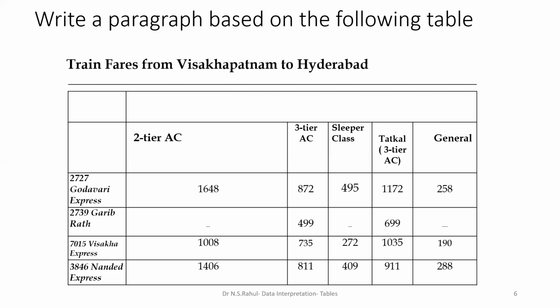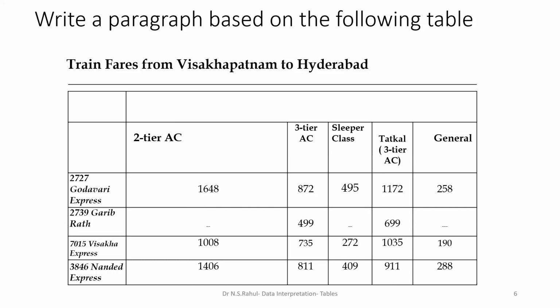The Godavari Express has 1,648 seats in 2-tier AC. No, let me tell you, actually I should have typed rupees. They are not the number of seats. I will type later. That is rupees: rupees 1,648, rupees 872, rupees 495. Okay, sir, the information given is in rupees.